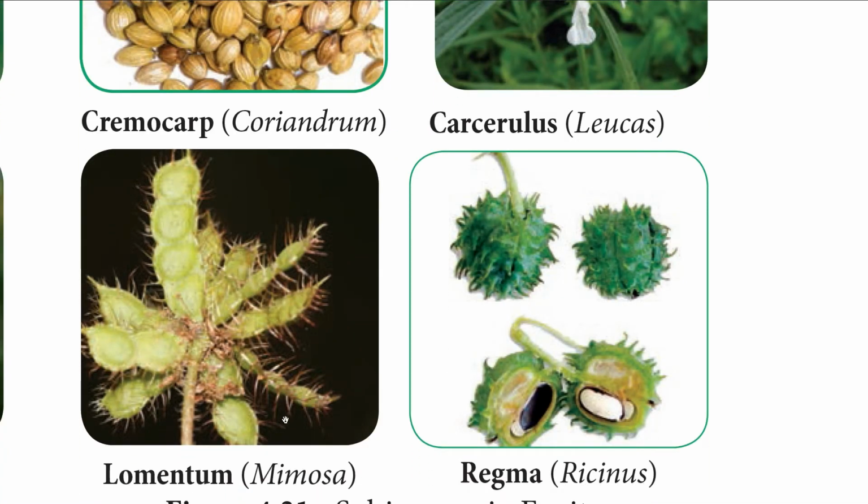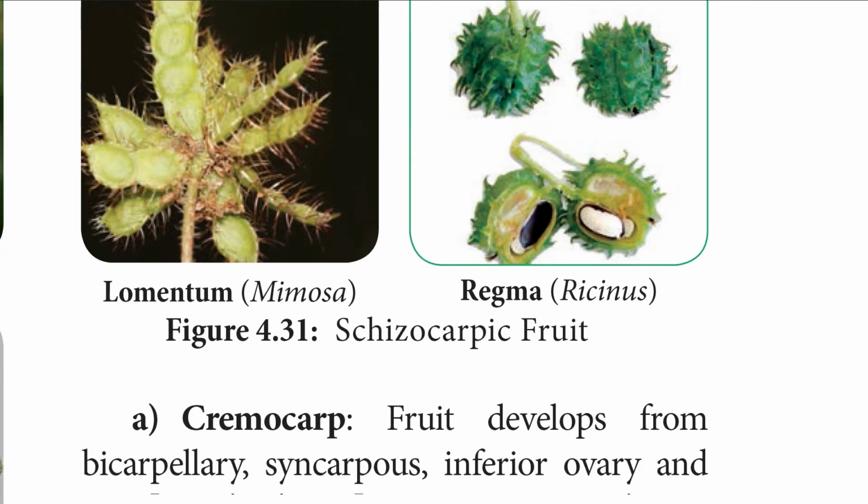Example, Mimosa. Here the fruit will be derived from the monocarpellary unilocular ovary. Here the leguminous fruit will be constricted between the seeds and form a number of one-seeded compartments. Like this it will divide into many compartments at maturity. Example, Mimosa. The last type is called regma. Here it develops from the tricarpellary syncarpous superior trilocular ovary. It will split into one-seeded cocci, which will remain attached to the carpophore. Example, Ricinus, Amanakku, that is castor oil seeds.